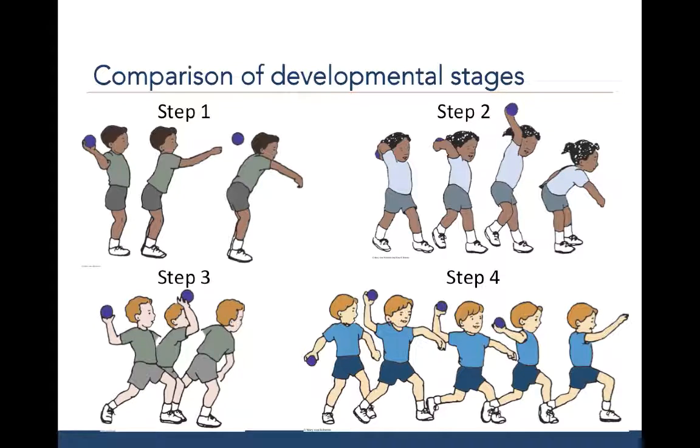Lastly, let's look at the foot action. In step 1, the child does not step. In step 2, the step is homolateral. That means that if I throw with my right arm, I step with my right leg. In step 3, there is a small contralateral step, meaning that if I throw with my right arm, I step with my left leg. Lastly, in step 4, there is a long contralateral step. As we mentioned in chapter 3, the long step increases the linear distance over which we are applying a force. This results in a more powerful throw.